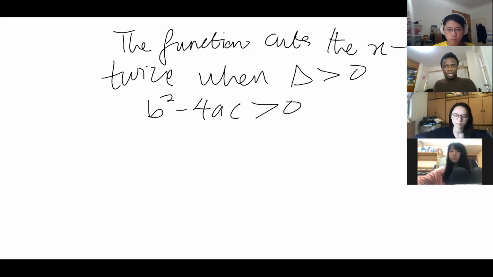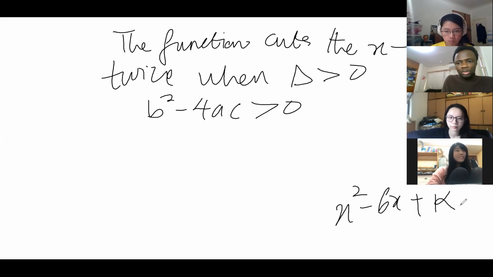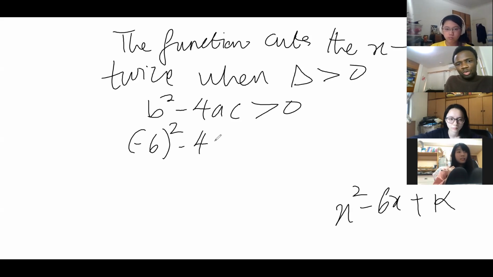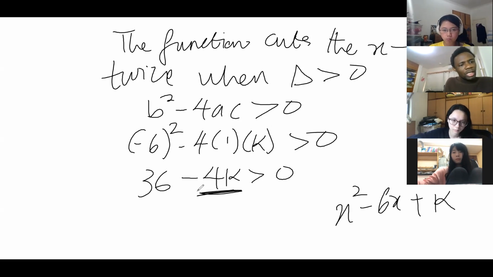So then we substitute. In the example now, the function is x squared minus 6x plus k. So b squared here will be negative 6 squared. 4ac will be 4 times 1 times k, greater than 0. So 36 minus 4k greater than 0. Please always leave the variable on the left-hand side. Don't try to take it to the other side, it's just advice.